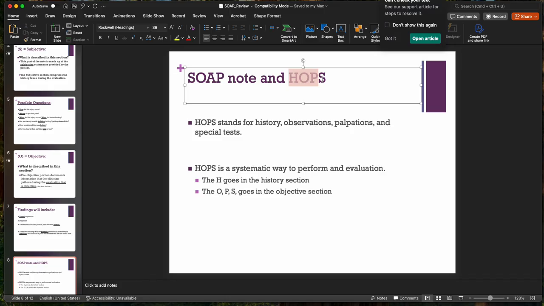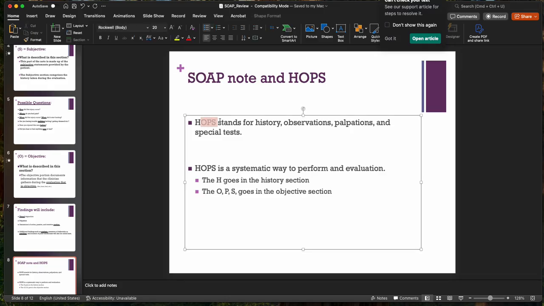So I tried to summarize this here. HOPS is another acronym that we might use that goes inside of a SOAP note. HOPS stands for history, observations, palpations, and special tests. One more time. HOPS stands for history, observations, palpations, and special tests. So HOPS is a systematic way to perform an evaluation. The H portion of HOPS goes in the history. The observations, palpations, and special tests, including range of motion and including imaging, go in the objective section.